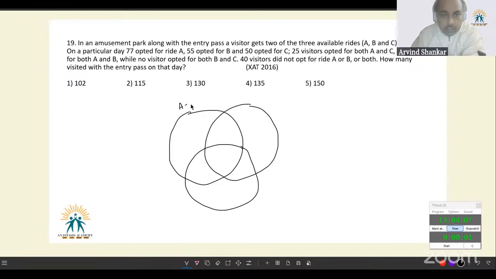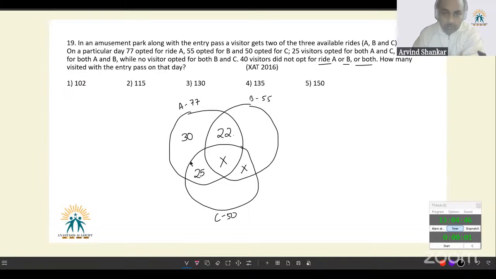Let's see. A is 77. B is how much? 55. And C is 50. Everybody got two rides. 25 visitors opted for A and C. So 25 here. 22 opted for both A and B. So 22 here. So this is most definitely 30. This is done. While no visitor opted for both B and C. This is also gone.